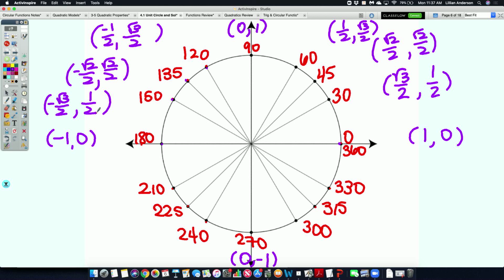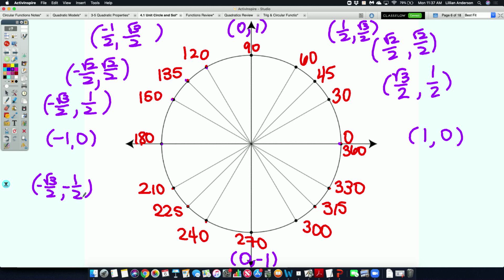What about in your third quadrant? Which one's negative? They both are. So it shares the exact same ordered pairs, except both of them are going to be negative. 210 matches up to which one of those? 30. It's 30 degrees away from that x-axis. So what's the ordered pair? -√3 over 2, -1/2. You see how it's going?